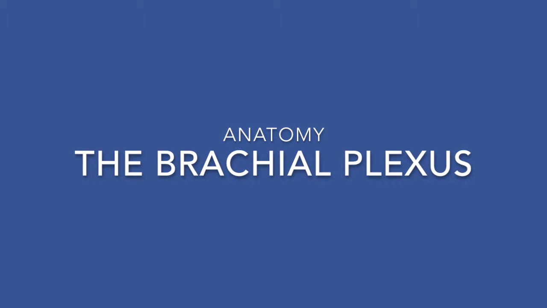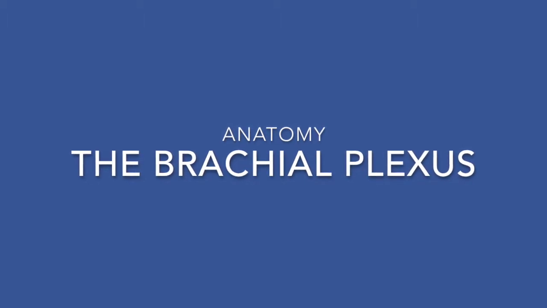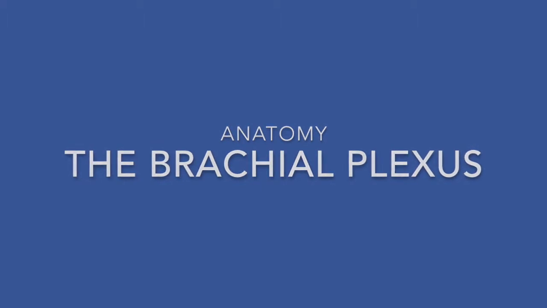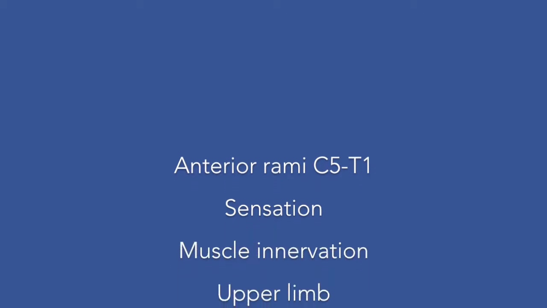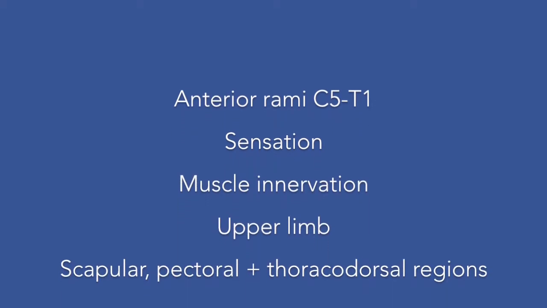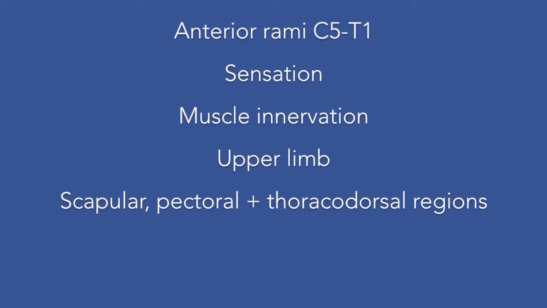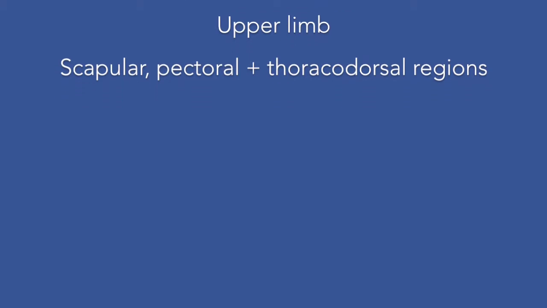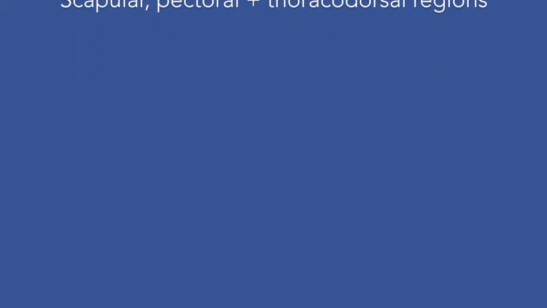The brachial plexus is widely renowned as a horribly complicated area of anatomy, yet there are a number of mnemonics and tricks you can use to get your head around it. It's a complex anatomical network formed by the anterior rami of the lower four cervical nerves, C5 to 8, and first thoracic nerve, T1. Functionally, it's responsible for supplying sensation to and innervating the muscles of the upper limb, as well as scapular, pectoral and thoracodorsal regions of the body.